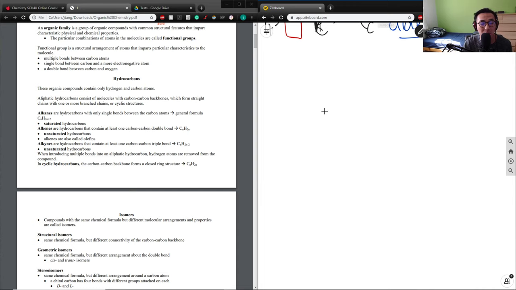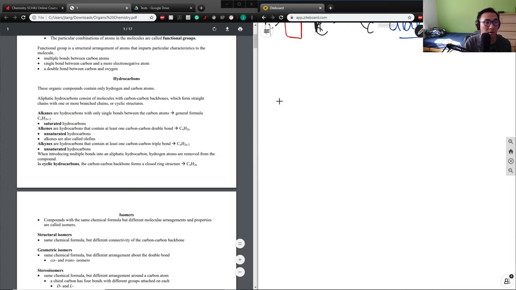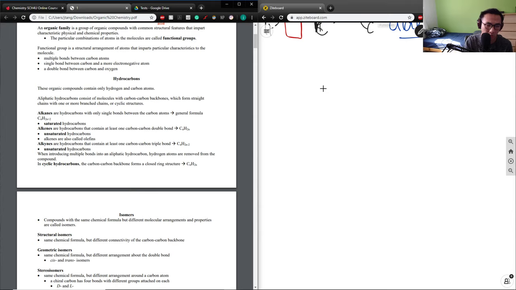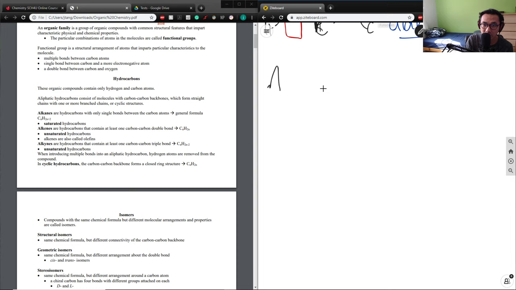So hydrocarbons, again, are just organic compounds that have carbon and hydrogen in their names. They could have oxygen, they could have other elements, but specifically with hydrocarbons, in terms of these three, alkanes, alkenes, and alkynes, they only have carbon and hydrogen in their compound. So let's talk about alkanes first. Alkanes are the simplest ones. They all have carbons and hydrogens, but alkanes only consist of single bonds.